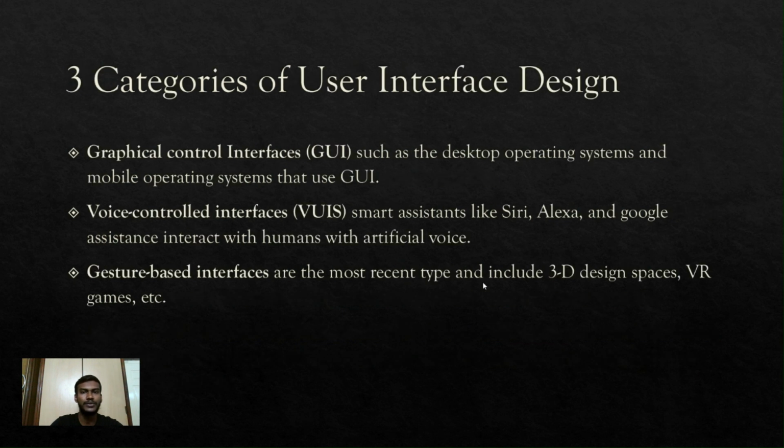Three categories of user interface design are: graphical user interface, such as desktop operating systems and mobile operating systems that use a graphical user interface; voice-controlled interface, where smart assistants like Siri, Alexa, and Google Assistant interact with humans with artificial voice; and gesture-based interface, the most recent type, which includes 3D design spaces, VR games, etc.